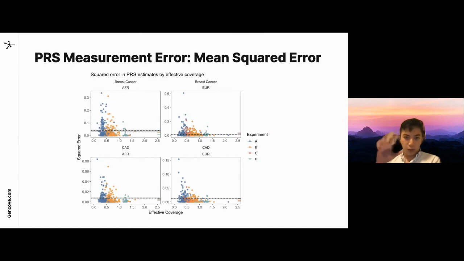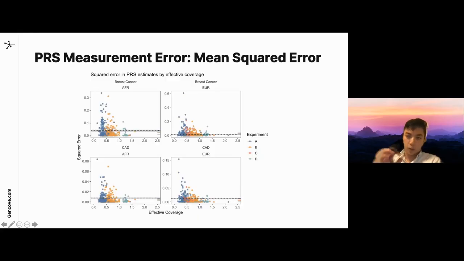This particular figure is a little busy, but the point here is that each of these panes is the distribution of measurement error for a given population, African or European, and for a particular polygenic risk score, breast cancer or CAD. And basically, the relevant bit in all of these panes is the relative performance, which is to say where these little dots are compared to this dotted line in each pane.